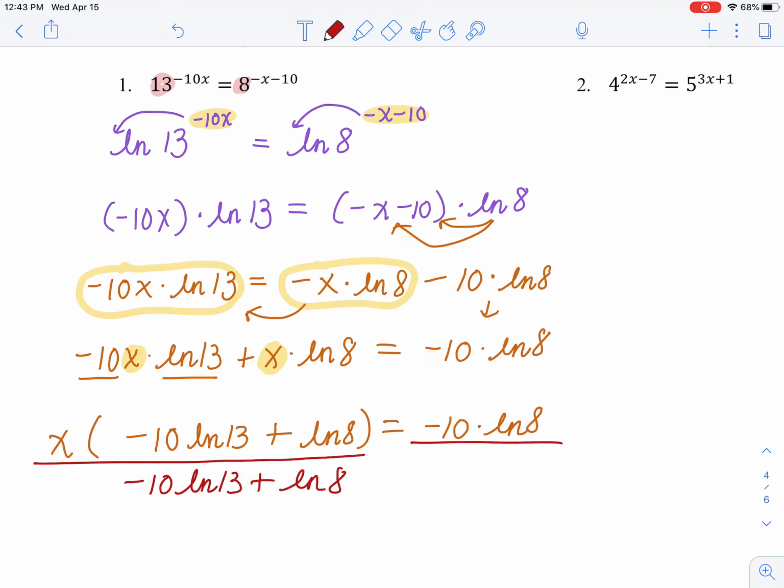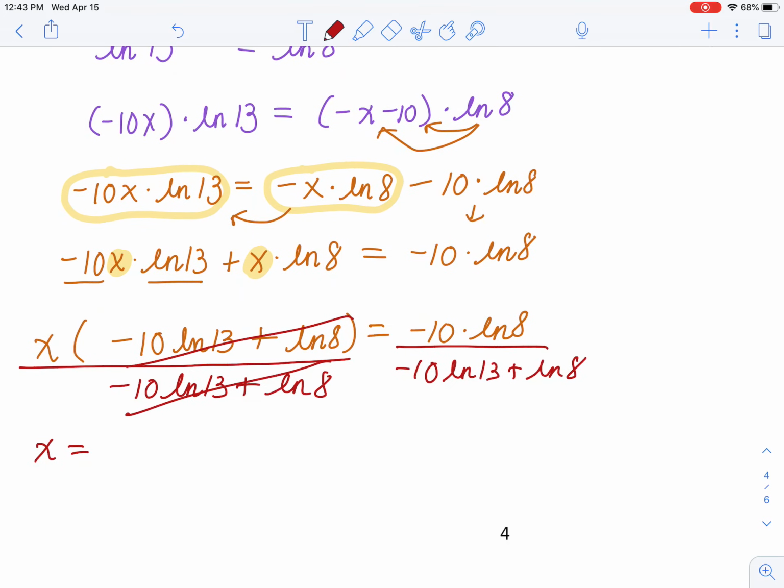Can you see? We're going to divide both sides by negative 10 times natural log of 13 plus natural log of 8. And that side too. And cancel. X equals, I just got to write it one more time: negative 10 times natural log of 8 divided by the sum of negative 10 natural log of 13 and natural log of 8. That is the answer.